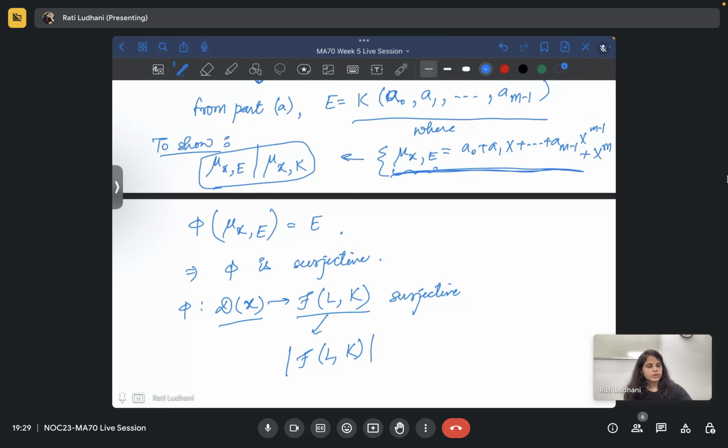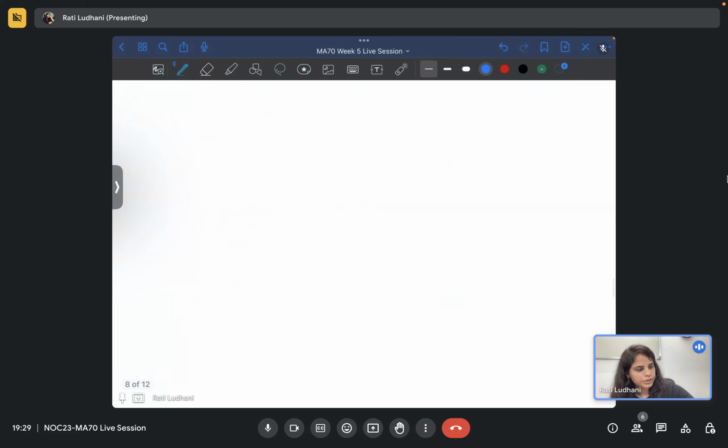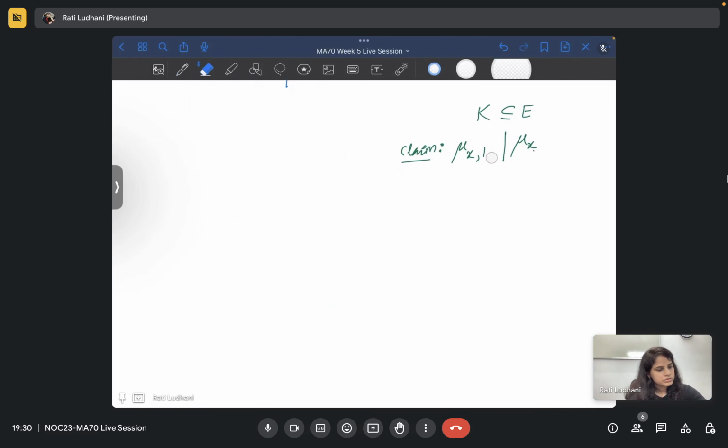Okay, let me explain this. So we have to prove a general statement. Let's say k is contained in e. So the claim is that mu x comma k e will divide... sorry, other way around, mu x comma e will divide mu x comma k exactly.